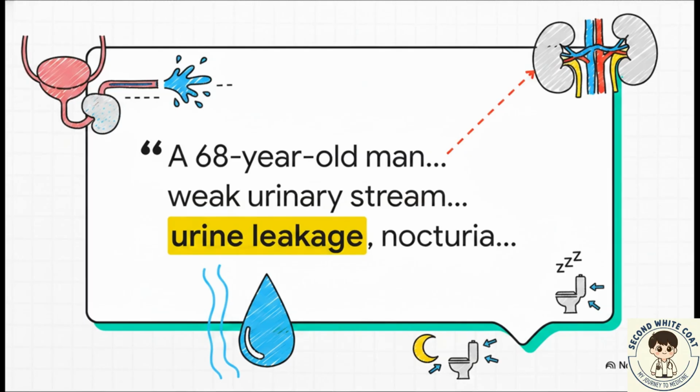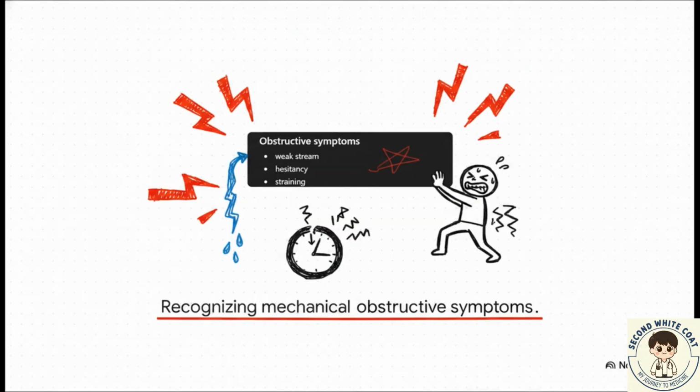We have a 68-year-old man presenting with a weak urinary stream, hesitancy, and straining. Over time, he develops continuous urine leakage, nocturia, and frequent urination. When you see this cluster, you need to actively look for lower urinary tract symptoms, or LUTS, and immediately start sorting them into distinct physiological buckets in your mind. First up, we isolate the obstructive symptoms, things like a weak stream, hesitancy, and straining. These are your mechanical red flags.